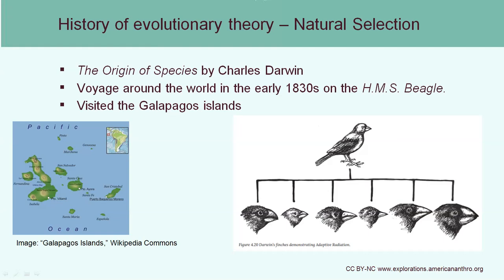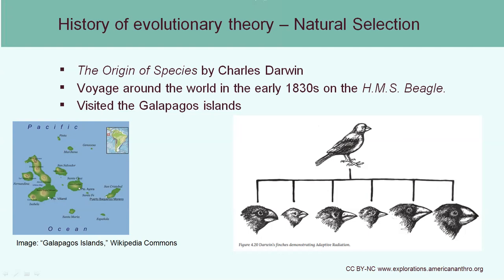The Galapagos Islands are found off the coast of Ecuador in South America. The reason they're really interesting is because there are many unique species that live there that aren't found anywhere else in the world. While he was there investigating, he noticed that there were birds on this island, called the Galapagos finches, and that the most distinctive trait of these birds was that different ones had different sized beaks.